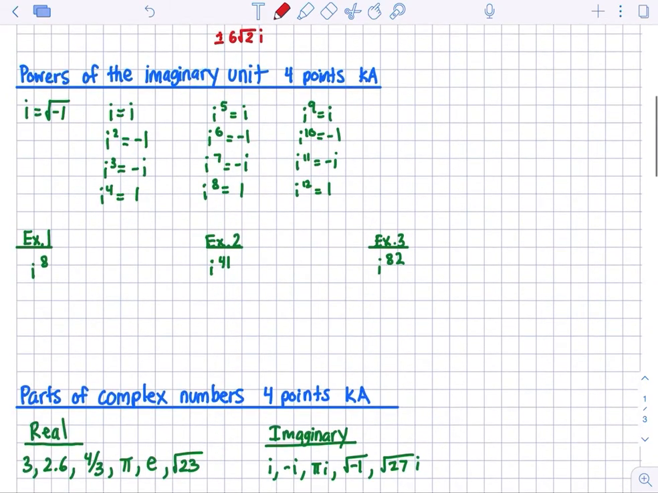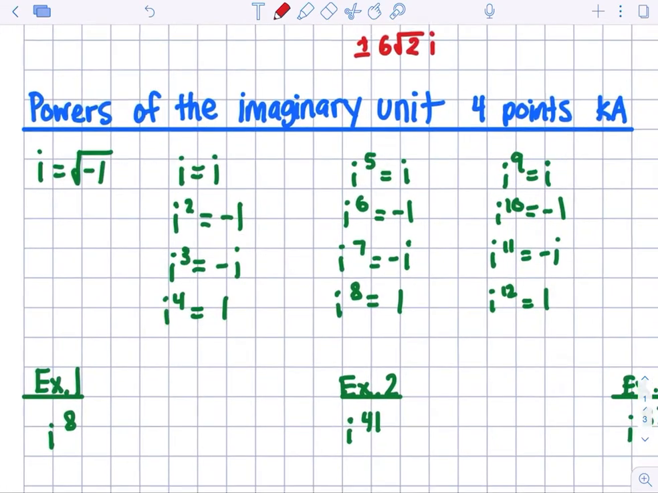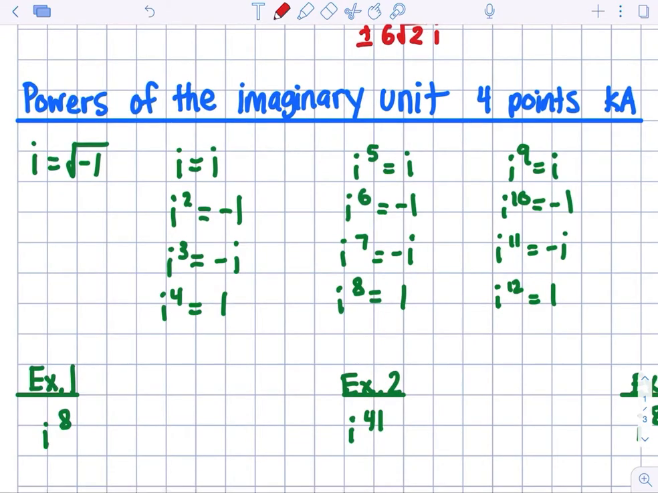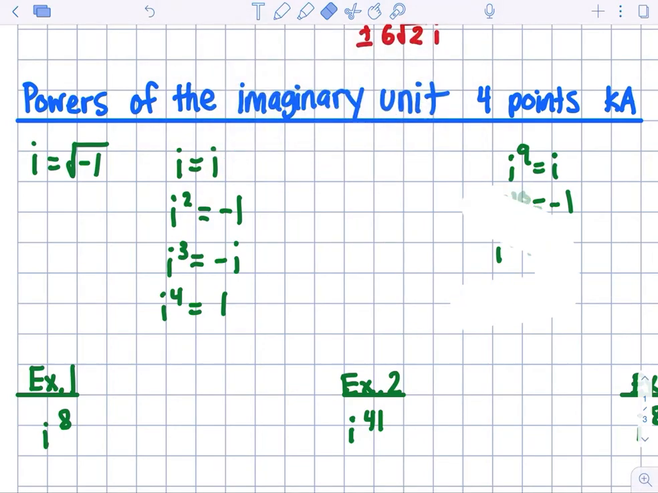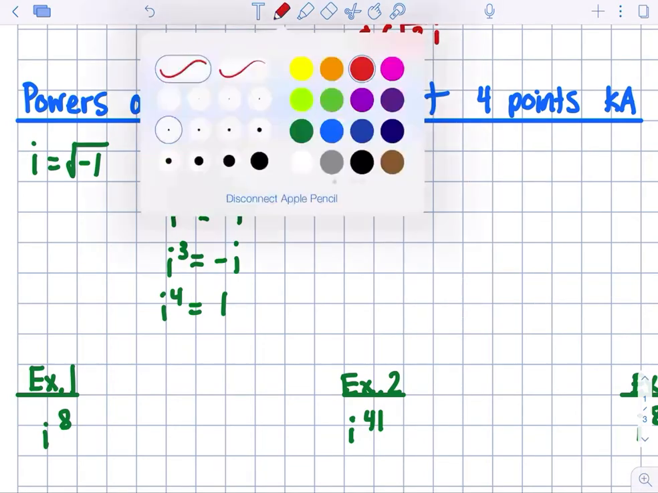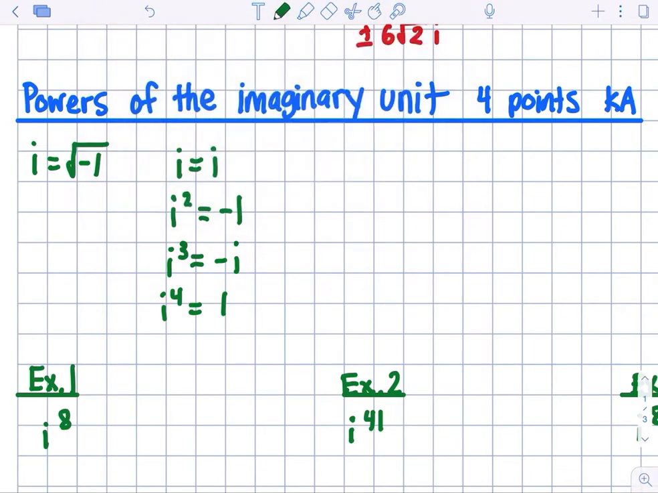Now we're going to get into this, okay? You know that i, the imaginary number, is equal to the square root of -1, okay? So here we have a list of powers, all right? I'm going to erase this for now, and we'll talk about that later. Okay, so let's take a look at this.